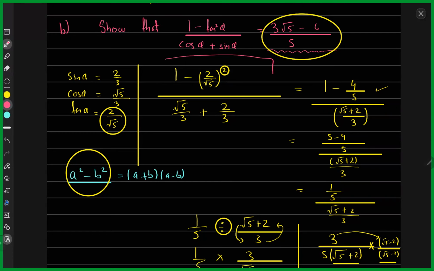This is what we got. Now we need to simplify this, do a few more steps, and make this pink square or rectangular thing like this yellow encircled thing. Okay, how do we do that?